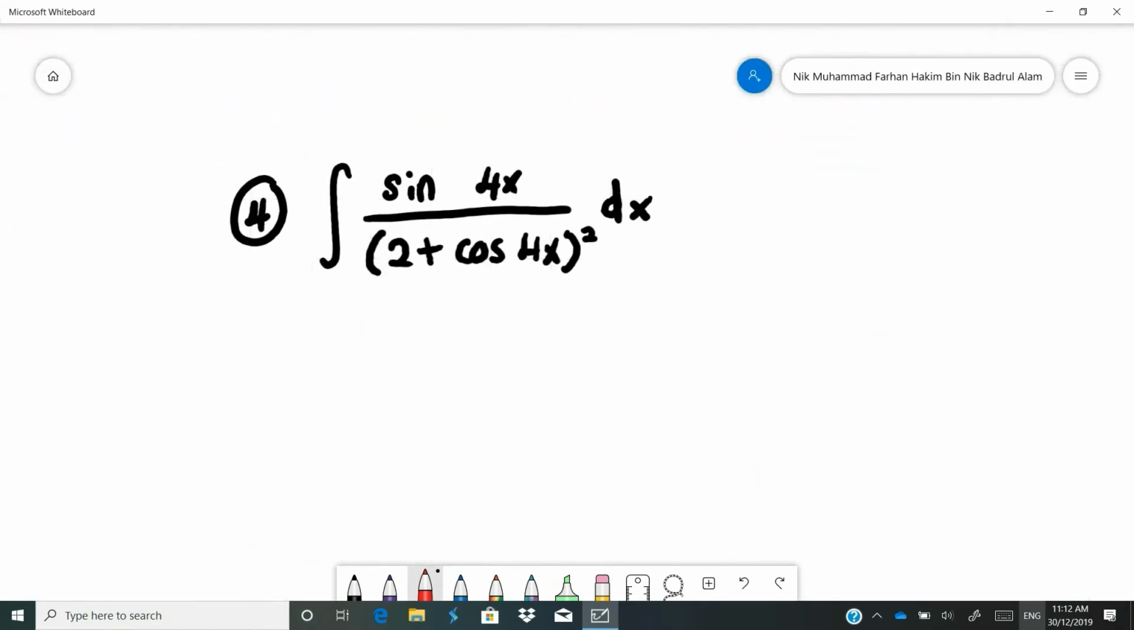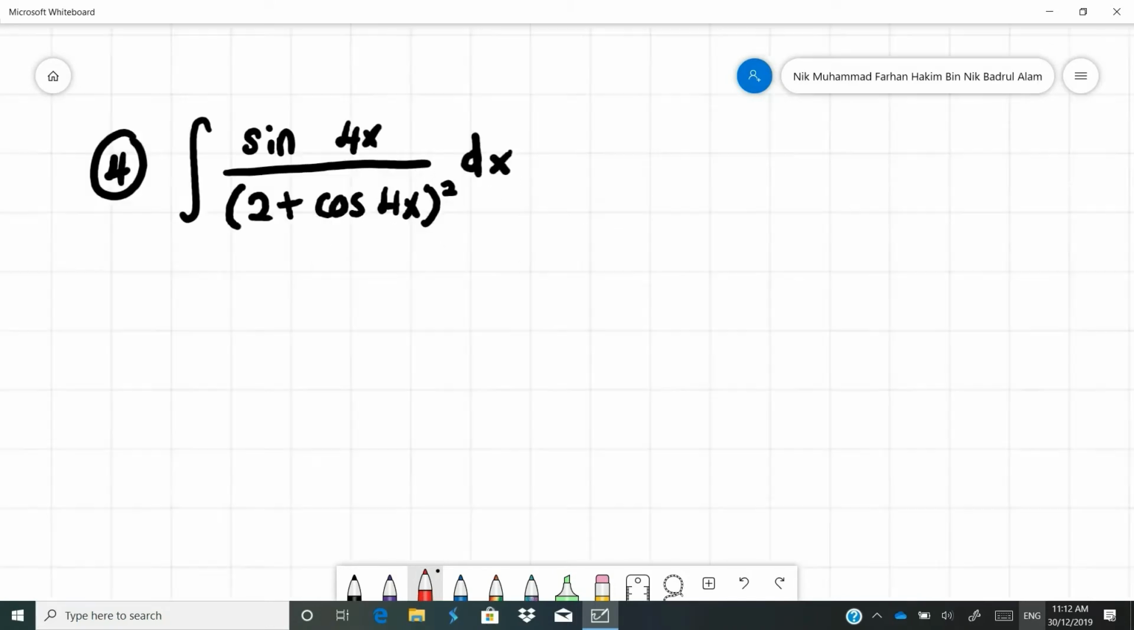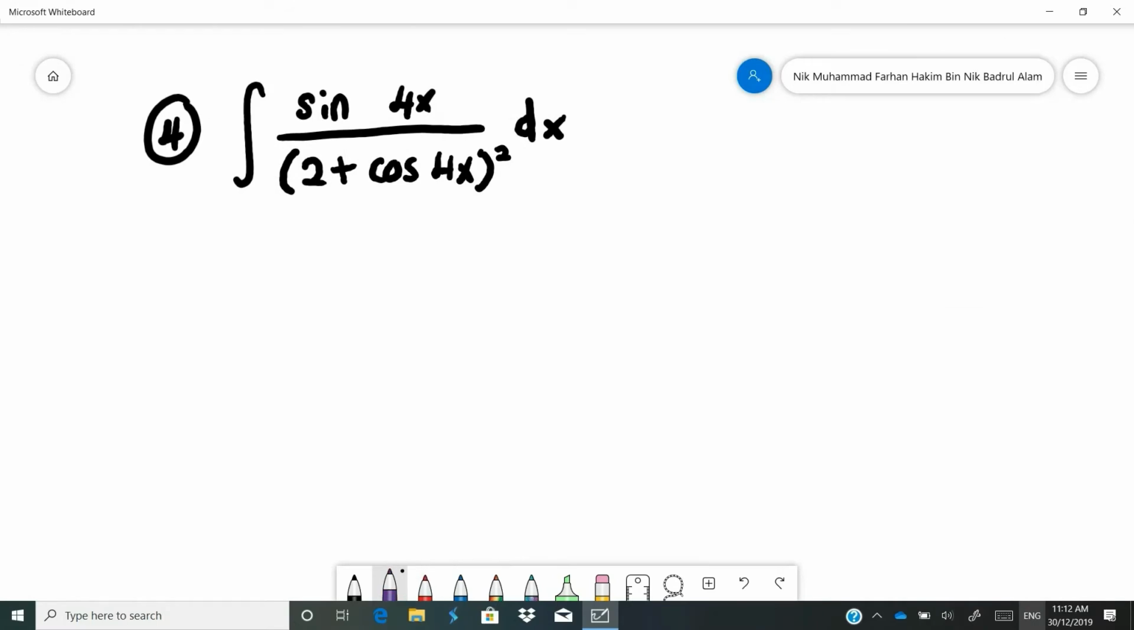Alright, the fourth example here, we have this. So again, we have to choose wisely which one is going to be substituted as u. So I'm gonna let u. In this case, actually, we have to choose. Alright, let's say some of you might be confused. Sometimes we have to choose which one, 2 plus cos 4x or cos 4x only or sin 4x. So actually, we have to use the one in the denominator. But which one? The whole thing in the bracket.